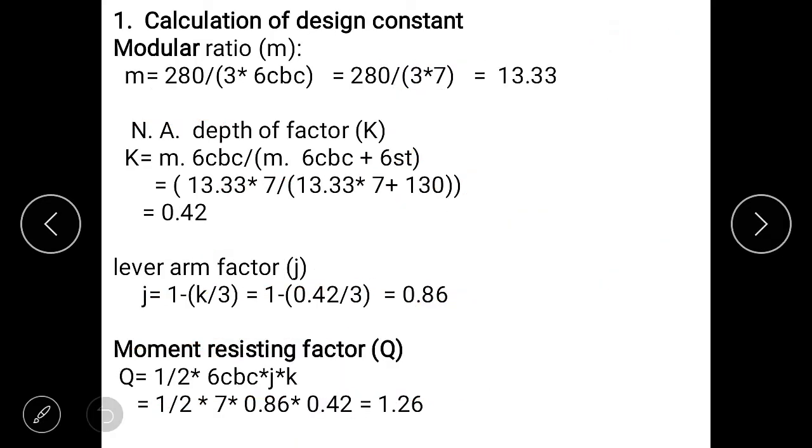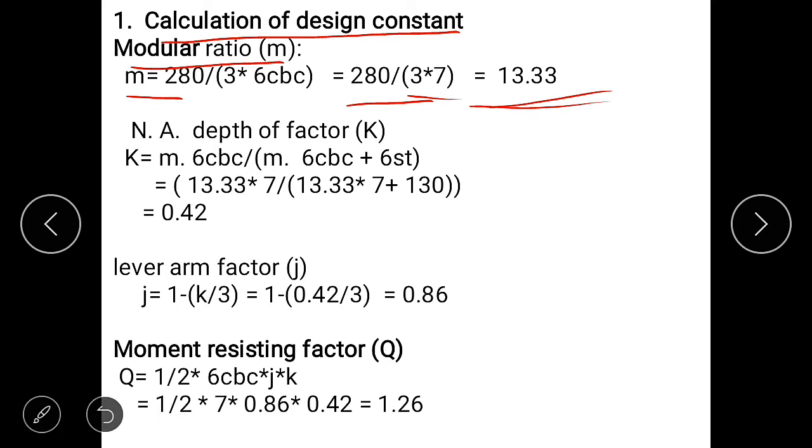Now first step, calculation of design constants. We have to find some design constants. First constant is modular ratio m. The formula to calculate modular ratio is 280 divided by 3 sigma CBC. Sigma CBC value is 7, the permissible stress in concrete. So the answer of modular ratio is 13.33.